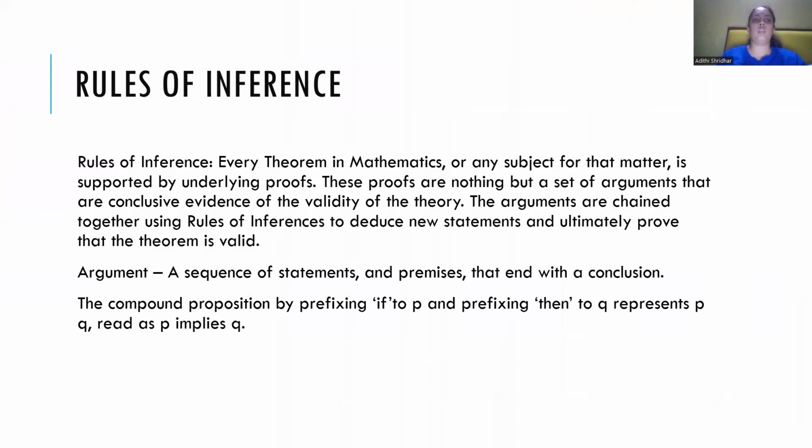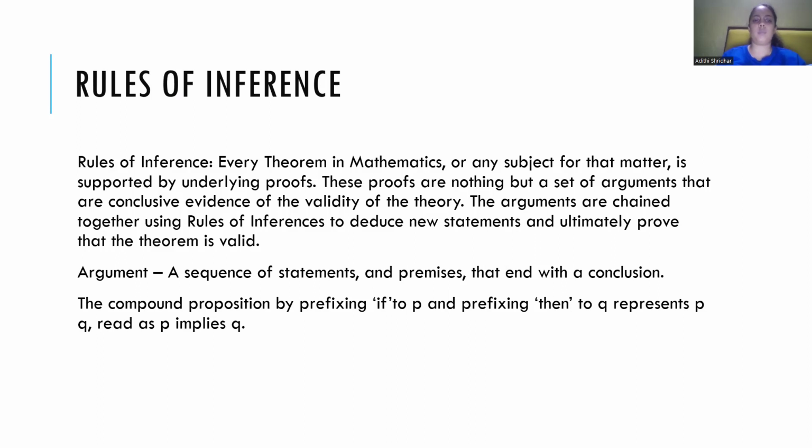Coming to what are rules of inference. Every theorem in mathematics or any subject for that matter is supported by underlying proofs. These proofs are nothing but a set of arguments that are conclusive evidence of the validity of the theory. The arguments are chained together using rules of inference to deduce new statements and ultimately prove that the theorem is valid. Argument: a sequence of statements and premises that end with a conclusion.